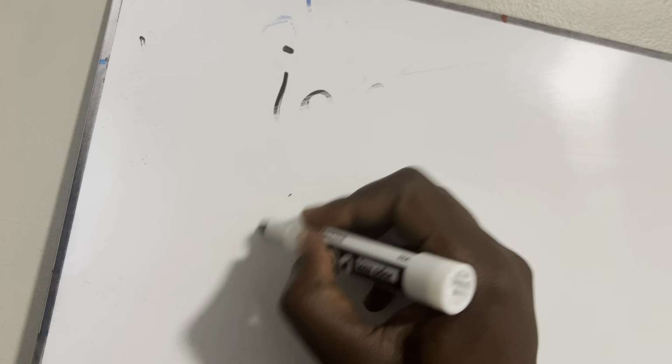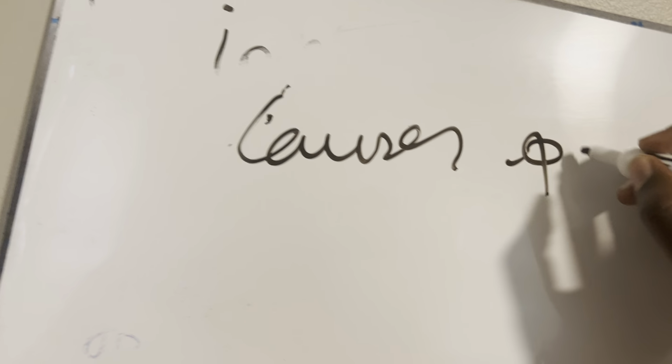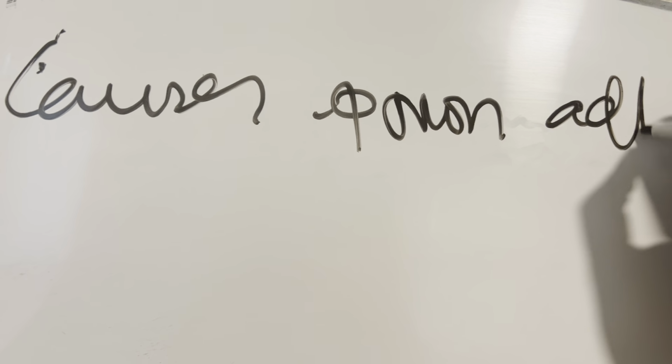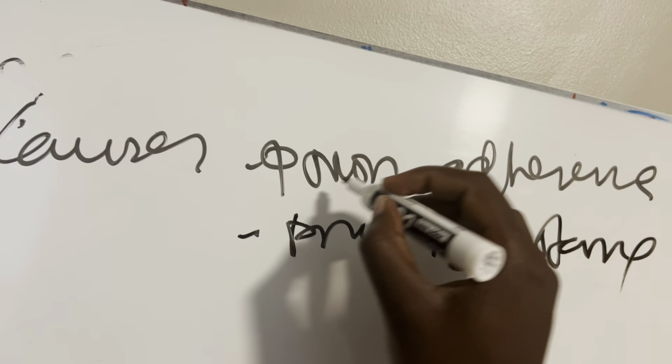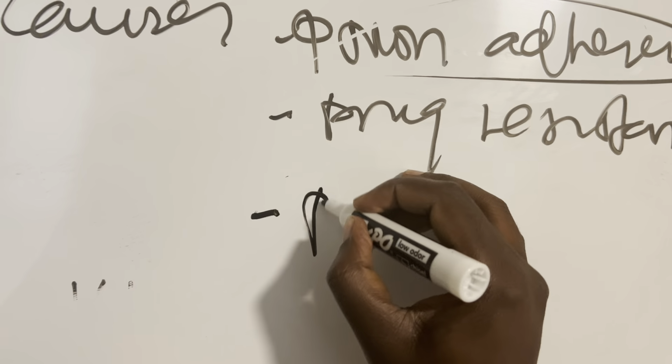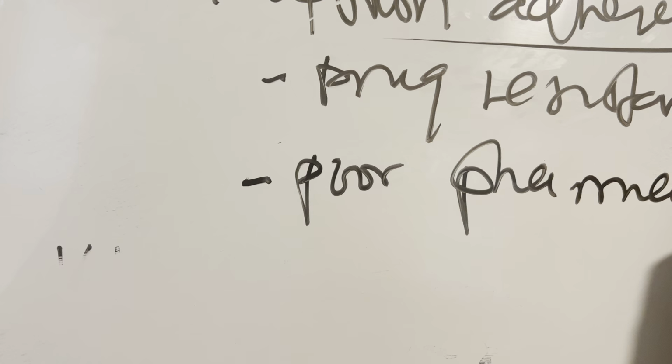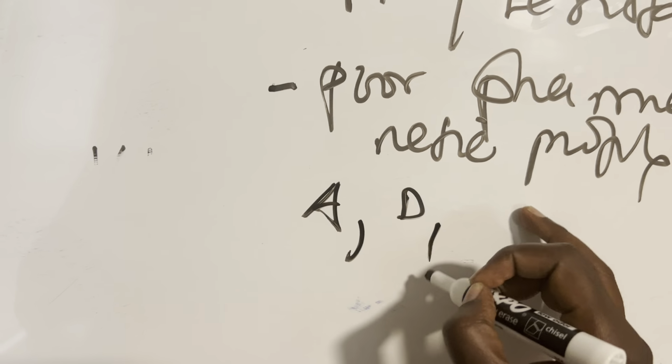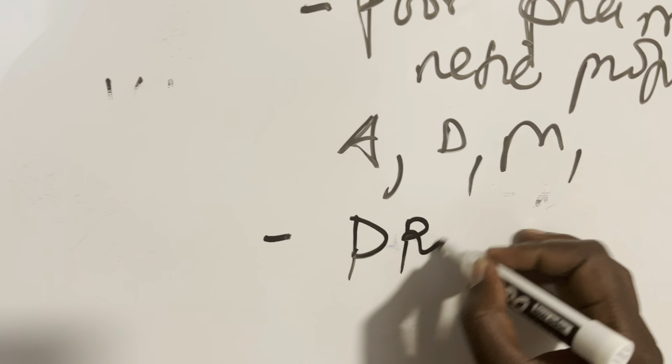So what are the causes of virological failure? We have non-adherence, and then it could be drug resistance. But the major cause is poor adherence. And then it could also be due to poor pharmacokinetic profile, meaning the drug is poorly absorbed, poorly distributed, poorly metabolized. And then it could be due to drug interaction.